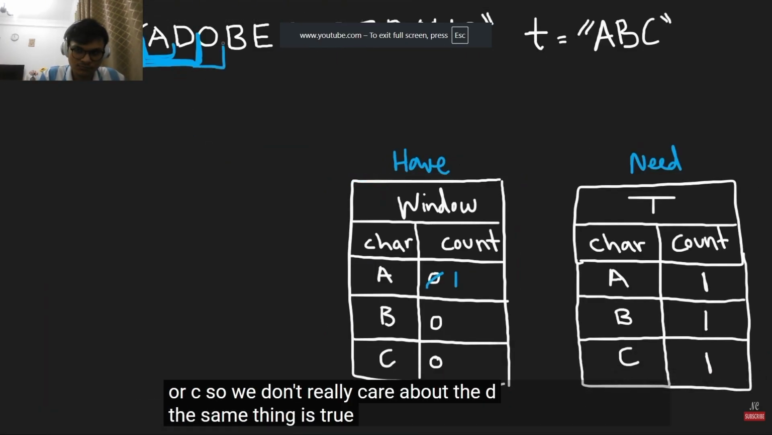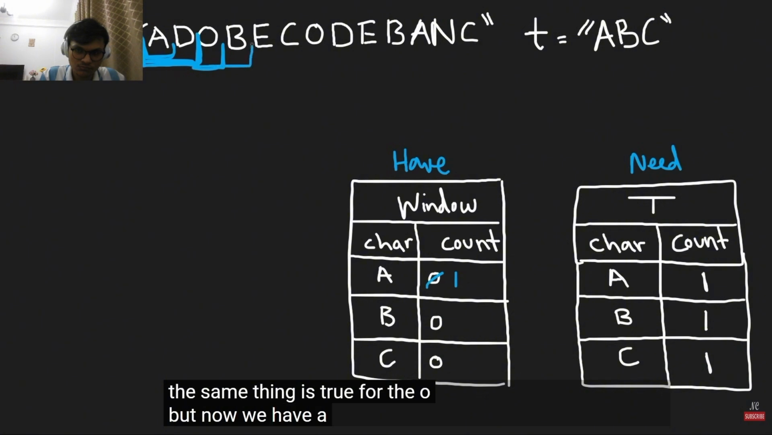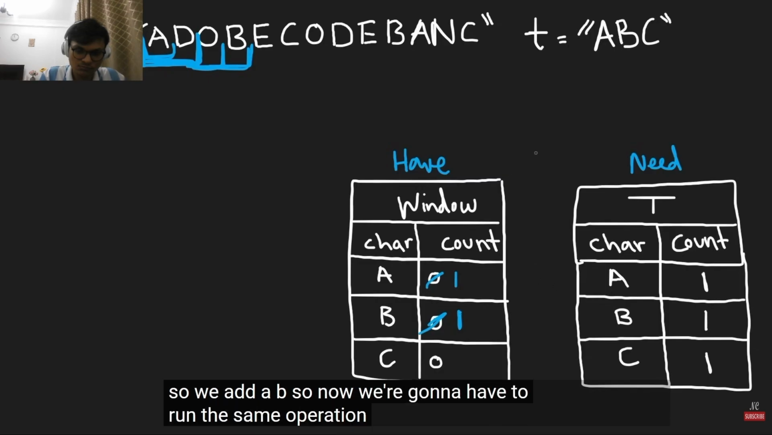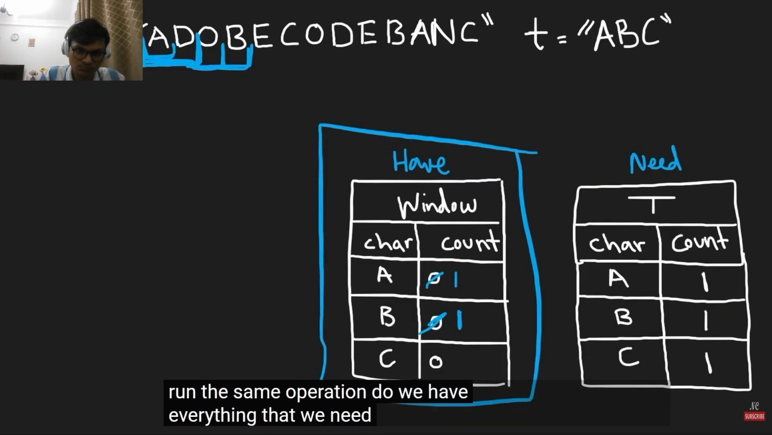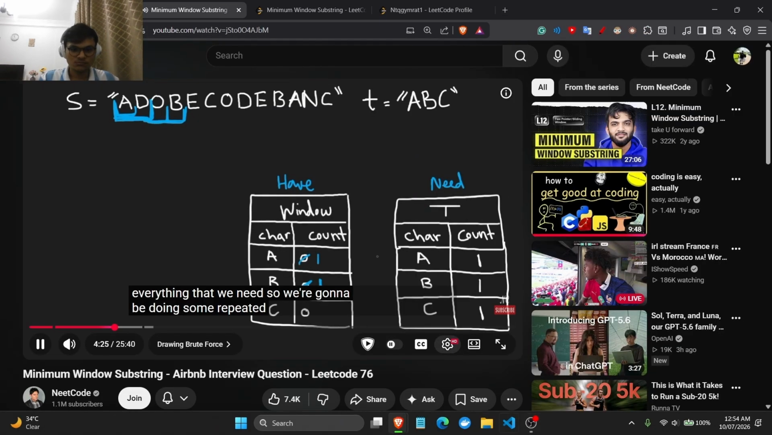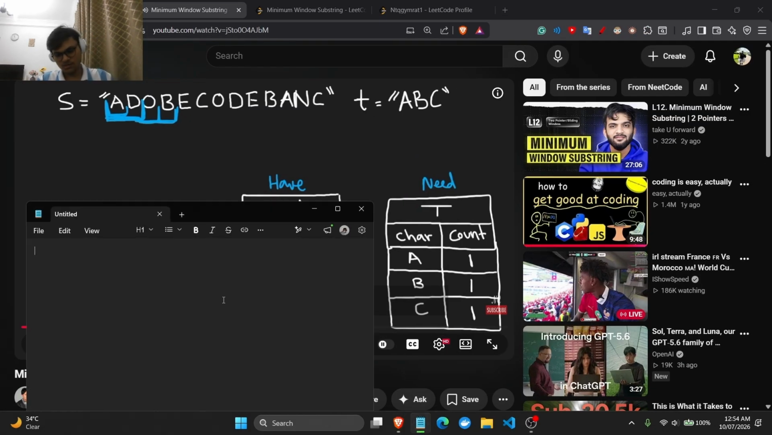The same thing is true for the other character, but now we have a B, right? That's good because we do need a B, so we add a B. So now we're going to have to run the same operation. Do we have everything that we need? So we're going to be doing some repeated work.